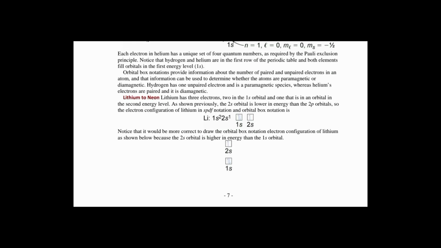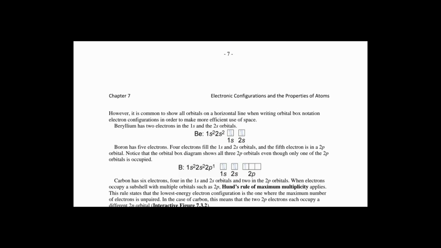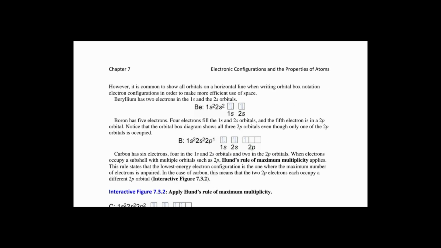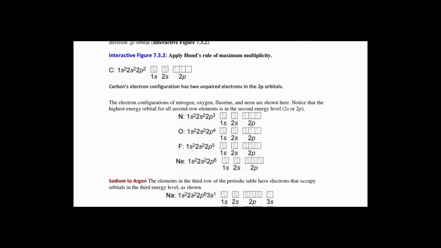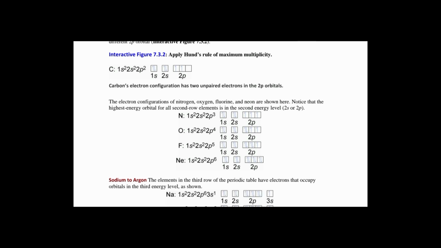Lithium and neon here. You can see the electronic configuration of these two as well. Beryllium and boron here, you can see these as well. Apply Hund's rule maximum. What is Hund's rule? You have to remember this rule.